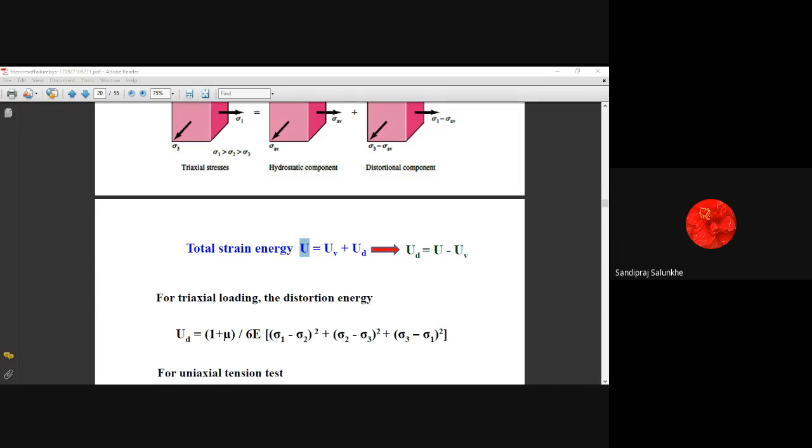So in the next lecture, we'll see the remaining two theories, and we'll finish these theories of failure. And we'll start actual designing, design of components for the static load. Okay.